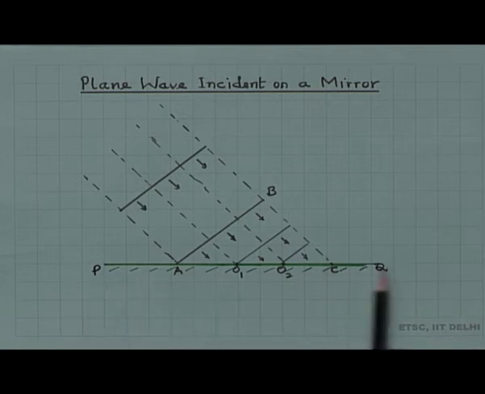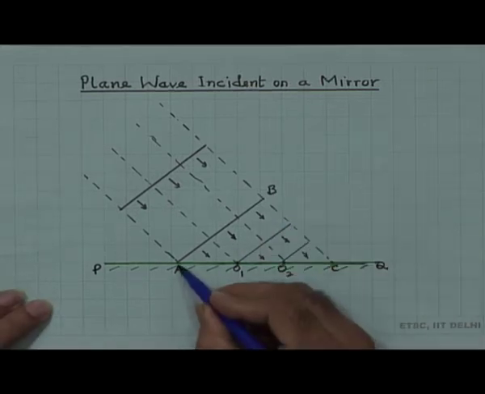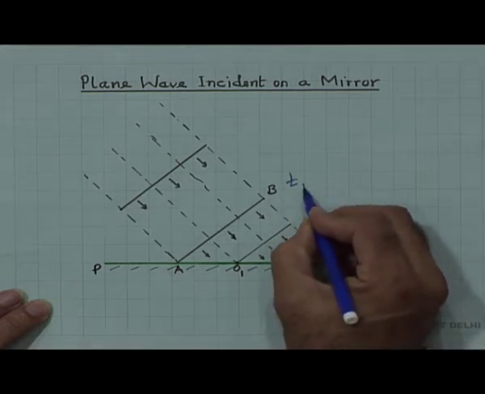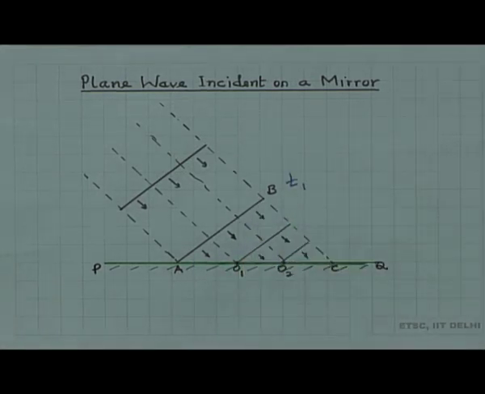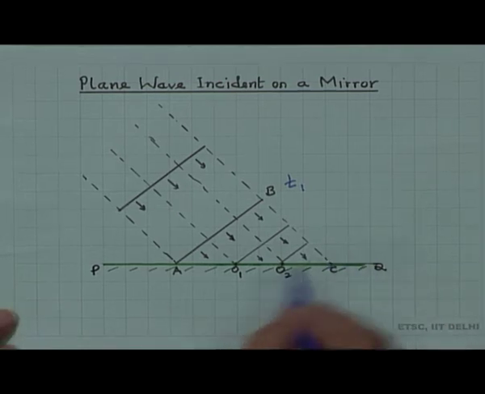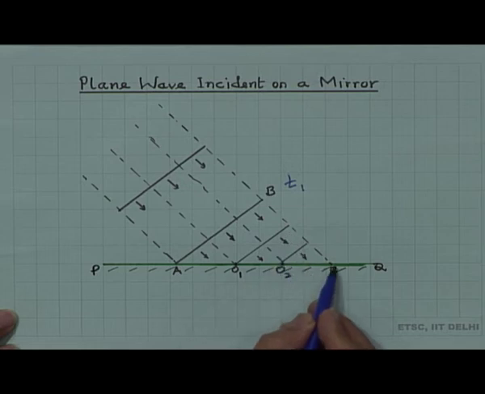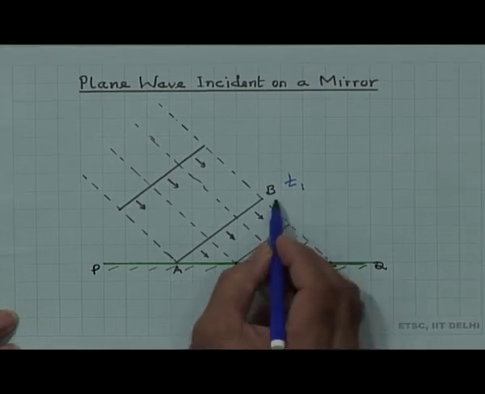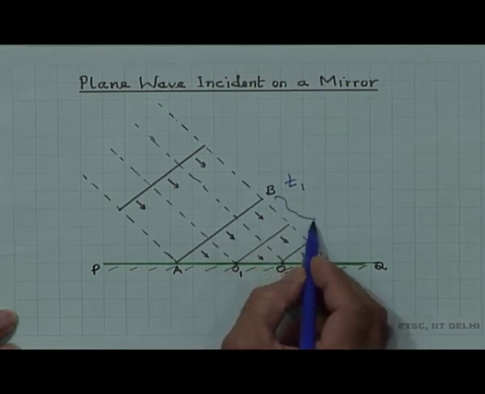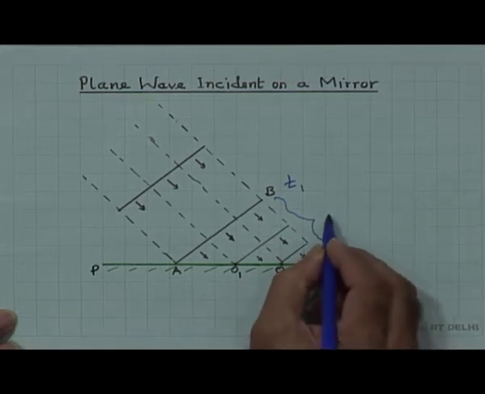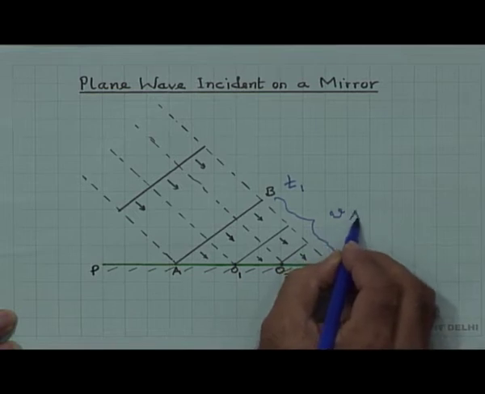PQ is the surface of a mirror. At a certain time t1, the wavefront has just reached here, AB. Let me call this the wavefront at a time t1. Now, this end of the wavefront will take some more time to reach the other end. So, if the time taken is delta t, then this will be equal to V times delta t.